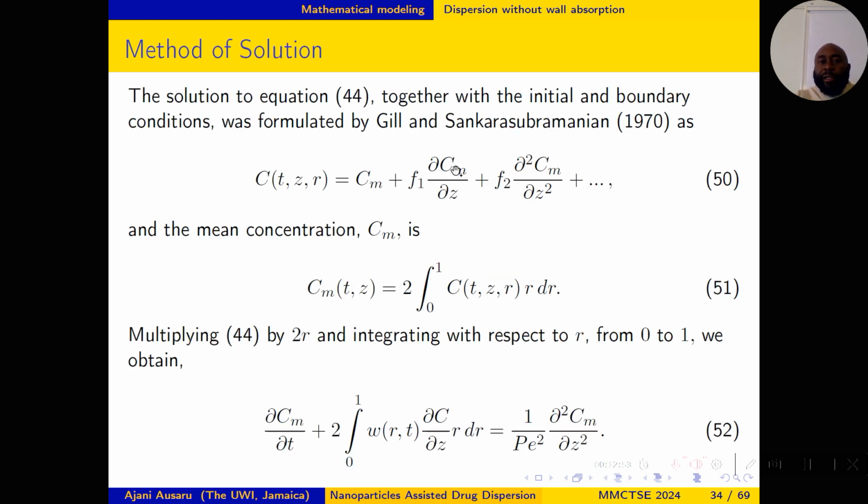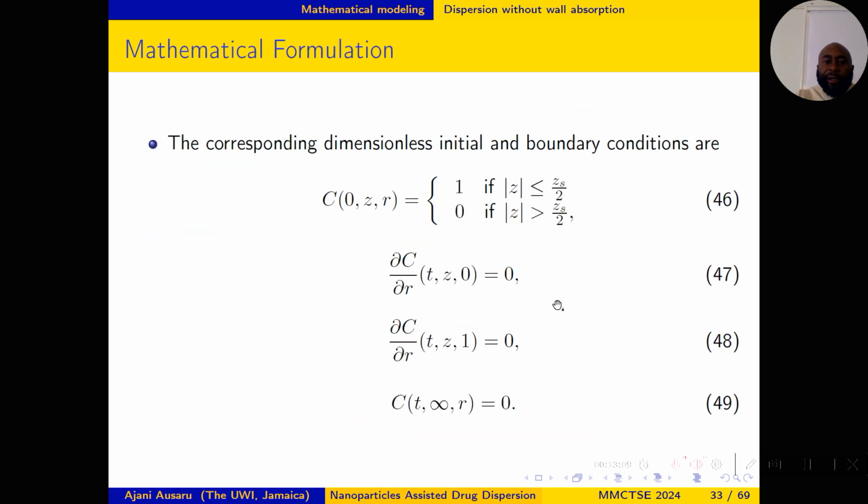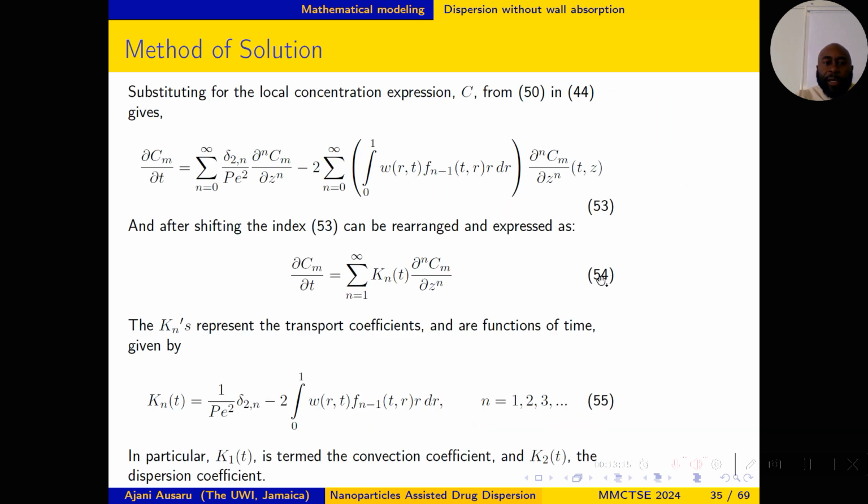And the solution of the convection diffusion equation according to Gill and Sankarasubramanian is given by equation 50, which is a series expansion of the mean concentration and its derivatives. So with some mathematical manipulation, we solve the convection diffusion equation number 44, and we have equation number 54, and we have the equation for the Kn's, and the Kn's are what we call transport coefficients, and in particular we have two in this case, the convection coefficient K1 and the dispersion coefficient K2.